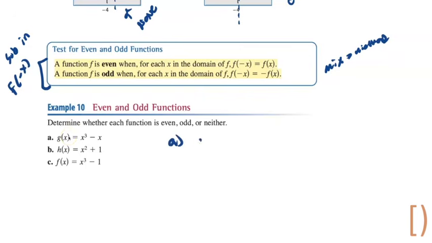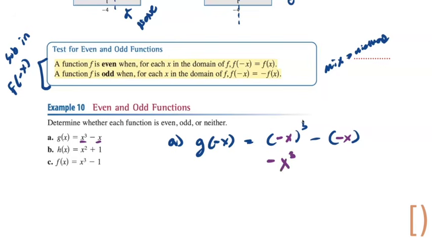A, we're going to plug in g of negative x. So wherever there's an x, we're going to plug in a negative x. So like here and here, I'm plugging in a negative x. And then let's see what happens. Negative x cubed stays negative x cubed, right? Odd power keeps a negative. Negative times a negative is a positive x. If you look at that, all the signs switched. This is an odd function.